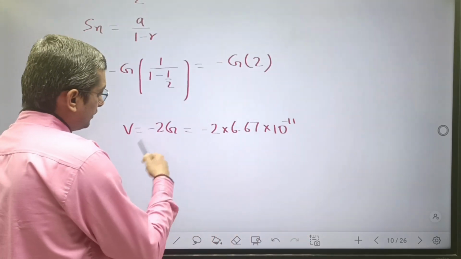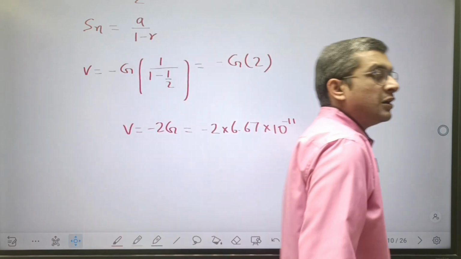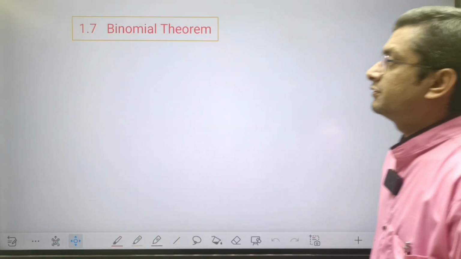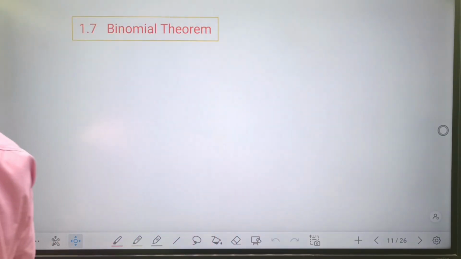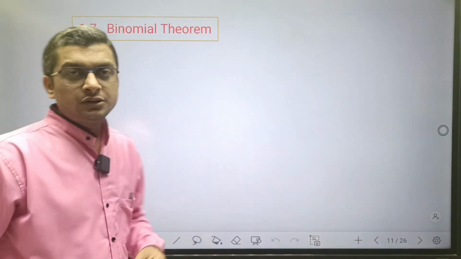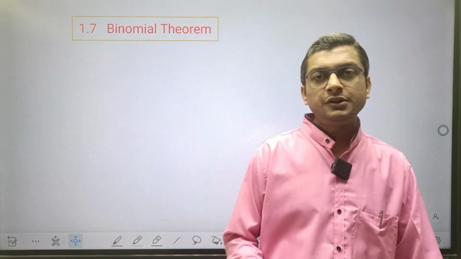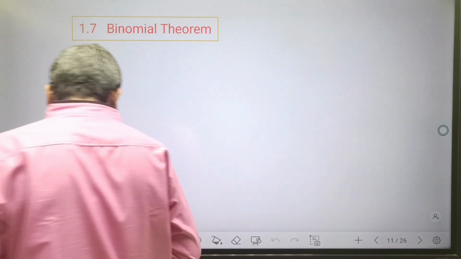So on solving this you can get the value of gravitational potential. So this is how the geometric progression series is used. Now the next topic is the binomial theorem. We will deal only with that portion of the binomial theorem which will be useful in physics.